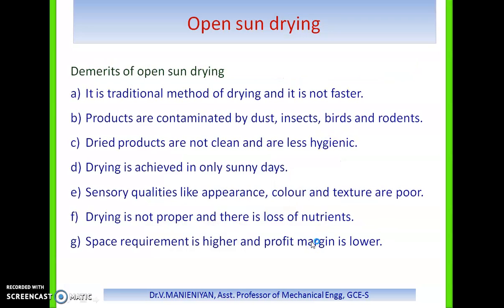Next are some of the demerits of the open system. It is a traditional method of drying and it is not fast. The products are contaminated by dust or insects and birds. The dried products are not clean and less hygienic. Drying is achieved only on sunny days; it is not suitable for winters. Drying is not proper and there is a loss of nutrients. The space requirement is higher and the profit margin is lower.